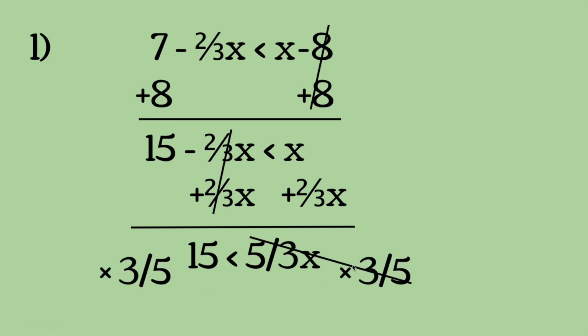And we multiply 3/5 on both sides because we need to get rid of the 5/3. And when we're dealing with fractions, we multiply them by the reciprocal. And then we're left with 9 is less than x. Or if we're going to flip it a little to make it make sense, our final answer is x is greater than 9, which is choice number 1.